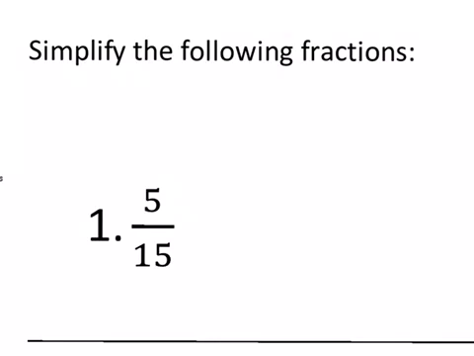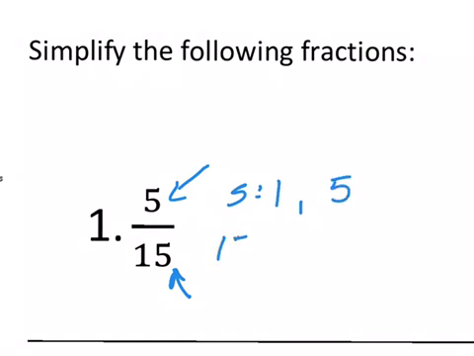Alright, number one is simplifying 5/15ths. And to simplify fractions, you need to find the largest number that will go into both the numerator and the denominator. So the greatest common multiple. The way I do it is I just list out the multiples. So 5 is actually a prime number, so we have 1 and 5.